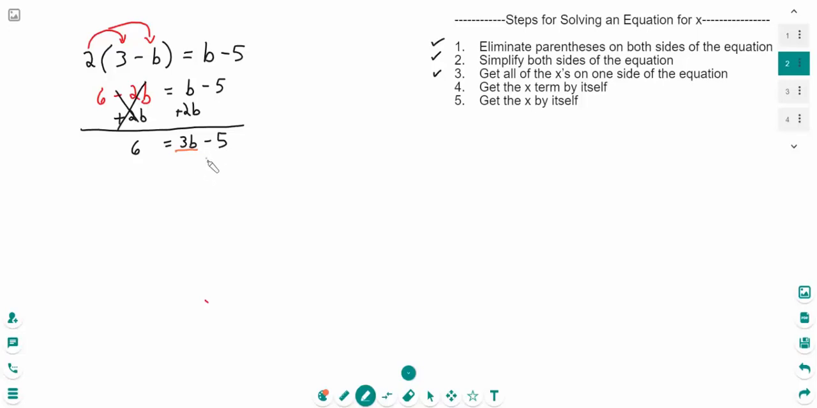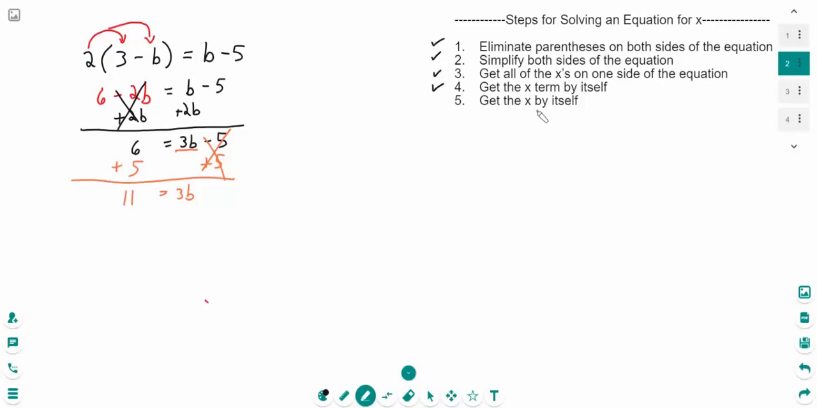And to do that, we're going to add 5. That'll eliminate the negative 5. But that means we have to add it over here. So we end up with an 11 equals 3b because these are going to eliminate, right? So now we've done that step as well. Step number 4 is done.